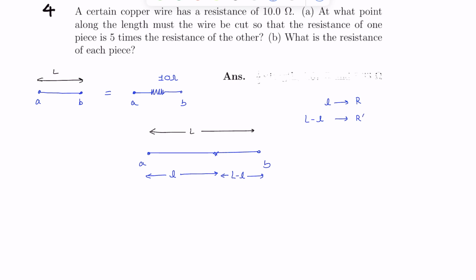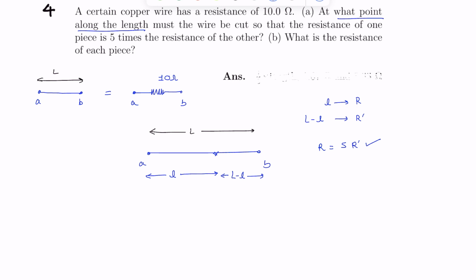So it says that this one piece has resistance equal to 5 times the other piece. That's what it says, and we need to find this length. At what point along the length must the wire be cut? The information we have is that the resistance of one piece is 5 times the other piece. Okay, let's do it.